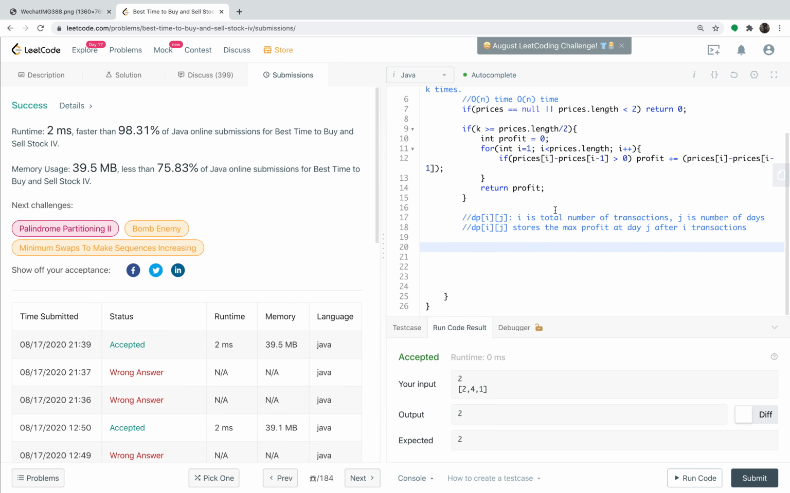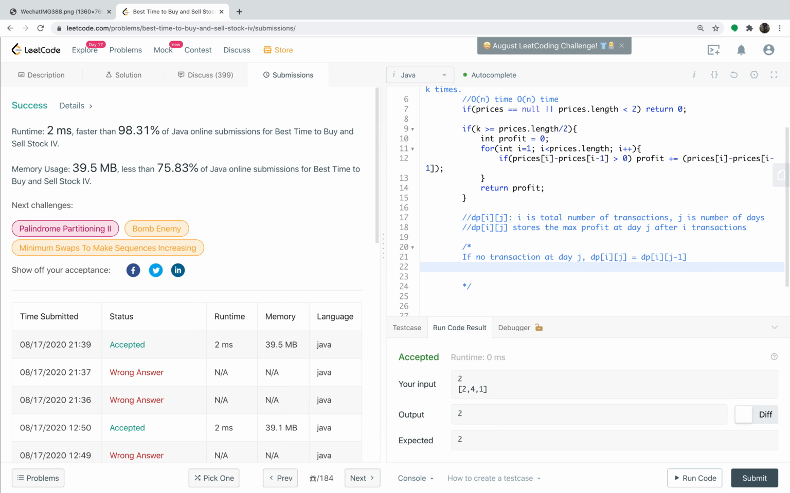So there are two cases basically. The first case is that if there is no transaction at day j, we can just set dp[i][j] as dp[i][j-1]. This is easy to see because if we don't do a transaction at day j, the maximum profit of day j is equal to that at day j minus 1.